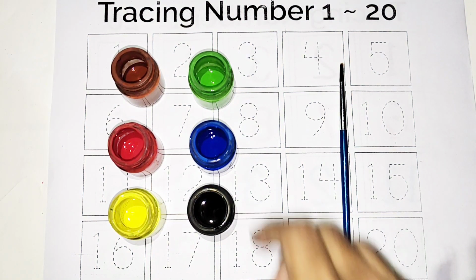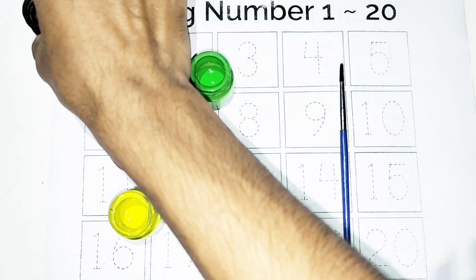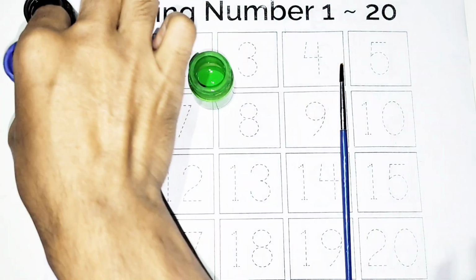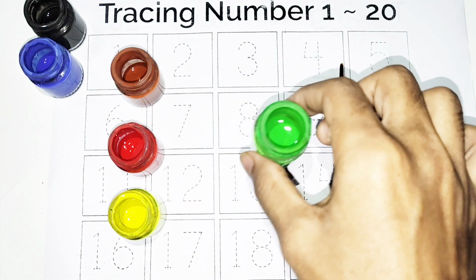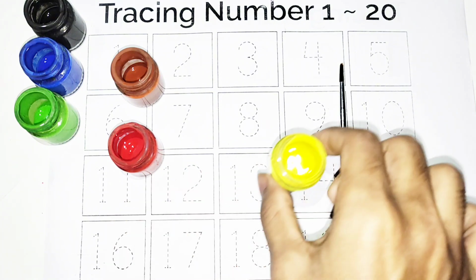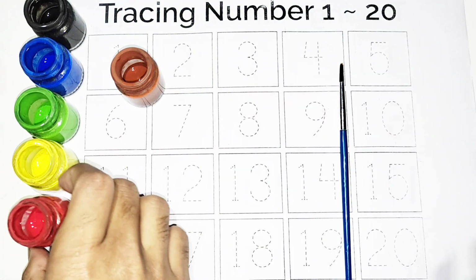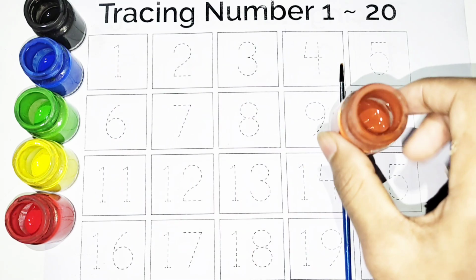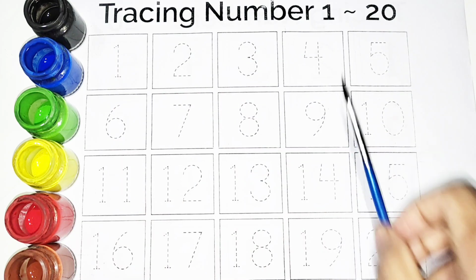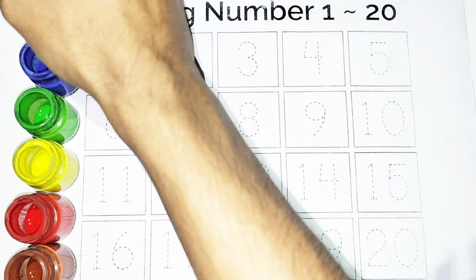Today we're coloring numbers. Black color, blue color, green color, yellow color. The next one is red color. And last one is brown color. Kids, now we draw and coloring numbers.